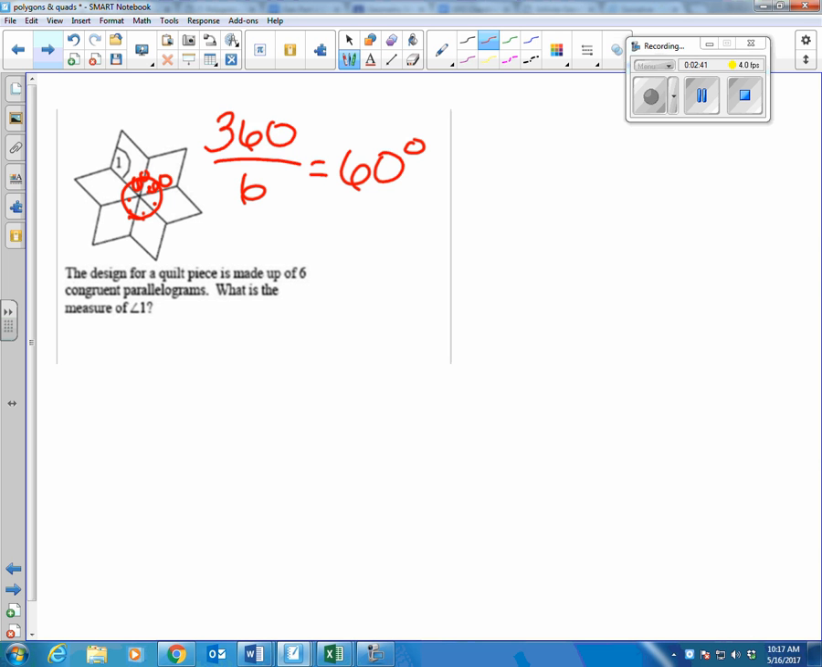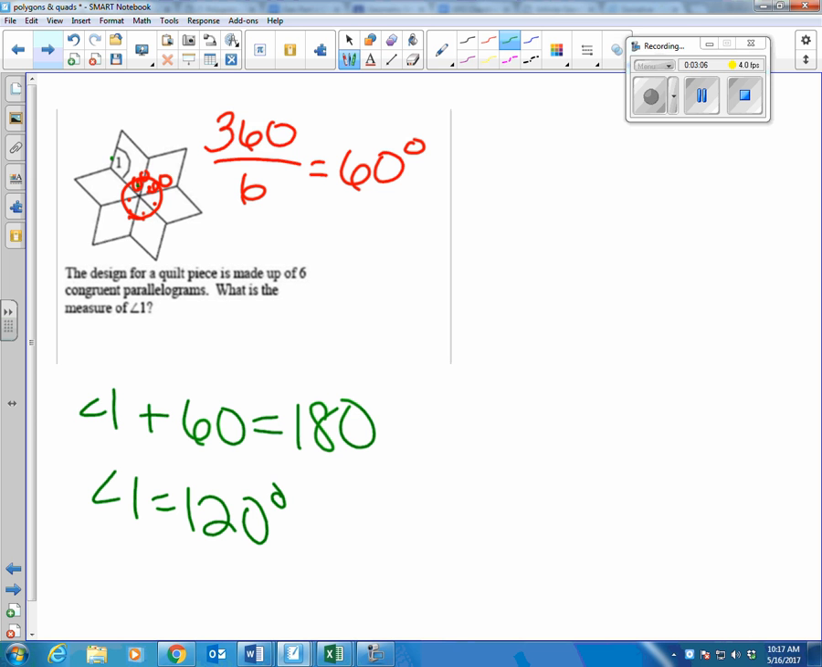And so now if this is a parallelogram, the 60-degree angle and angle 1 are consecutive angles. And if you read up in your notes, consecutive or same side interior angles equal 180 degrees. So whatever angle 1 is, plus that 60-degree angle, has to equal 180. So that means angle 1 is equal to 120 degrees. Okay? Let's look at example 2.